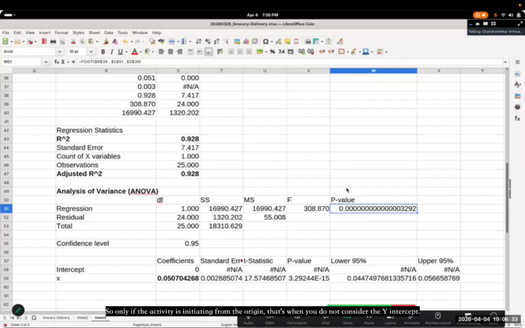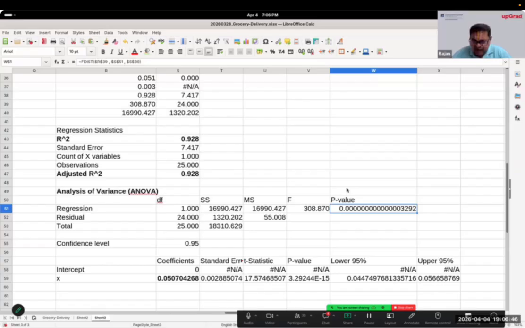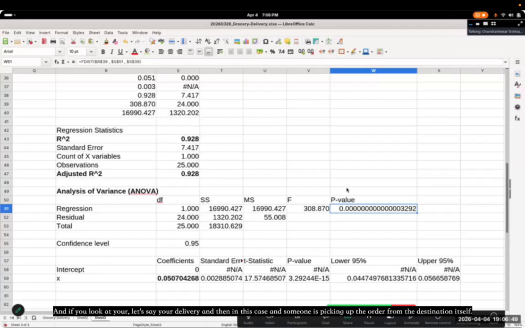Now to this, you add the next variable: US energy, US auto fuel rate, and then add US nuclear, US coal, US dry gas. And look at the P values for all of them. In this case, they happen to be greater than 0.05. Is that a fair statement? And we do not consider the y-intercept, since the activity is initiating from the origin. What does that mean?